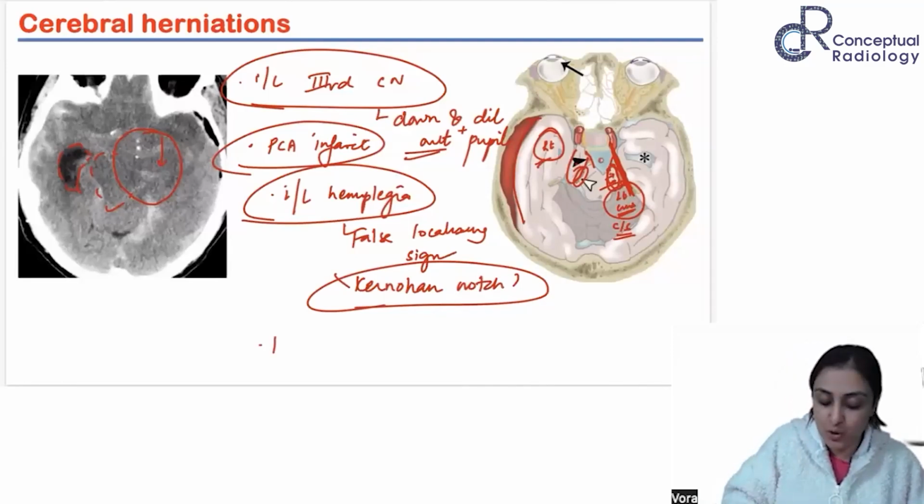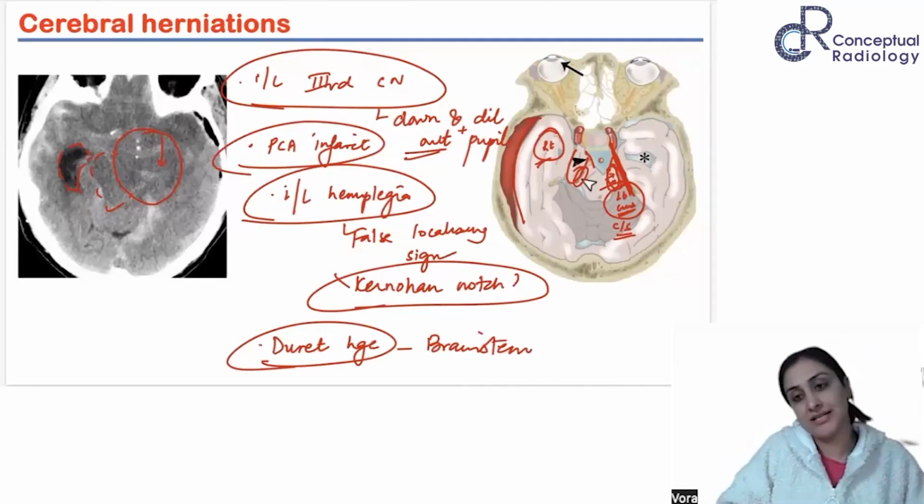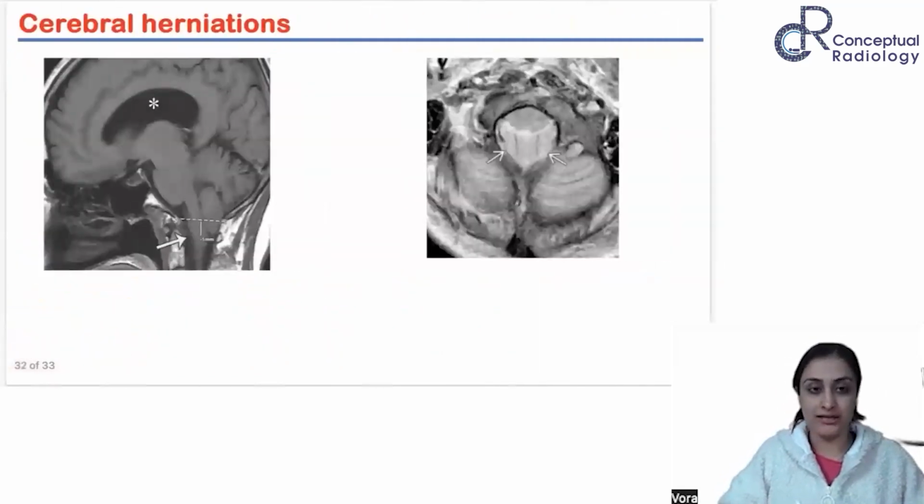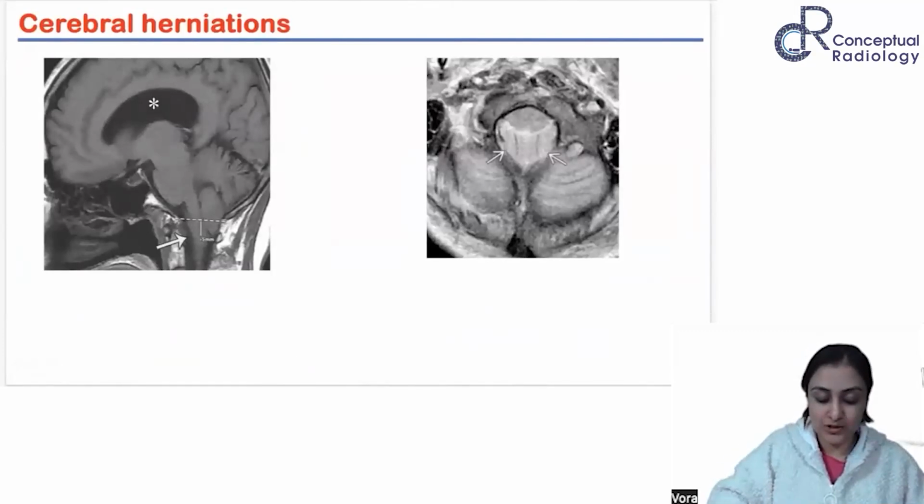In addition, you may also have Duret hemorrhages. What are Duret hemorrhages? These are hemorrhages in the brain stem that you will see in cases of descending transtentorial herniations, right? And finally, something that you may or may not encounter is the tonsillar herniation.